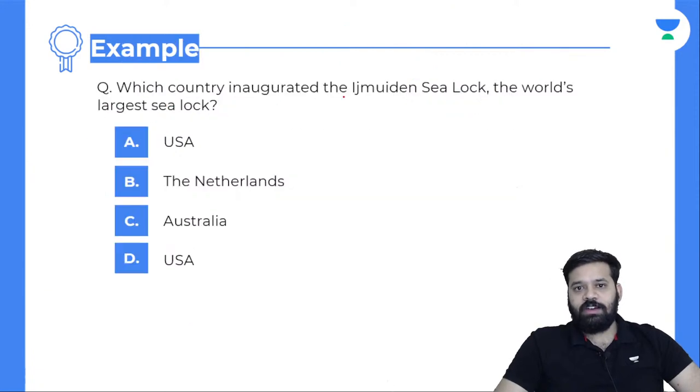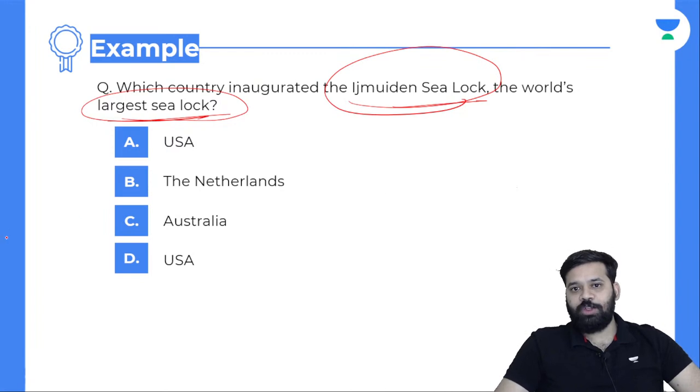Moving forward, which country inaugurated the IJmuiden Sea Lock, the world's largest sea lock? Which is that country which has inaugurated the IJmuiden Sea Lock, that is the world's largest sea lock? Remember, the largest sea lock is the IJmuiden Sea Lock. Which country has inaugurated this? USA, Netherlands, Australia, or Canada? The USA has been repeated twice. IJmuiden Sea Lock.